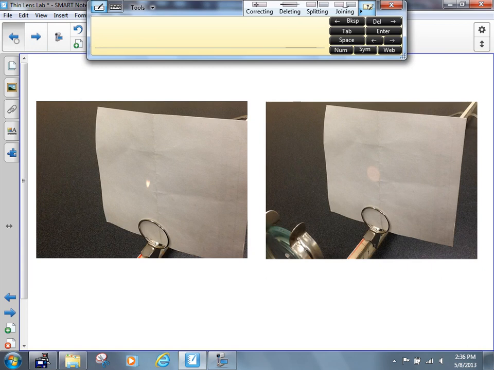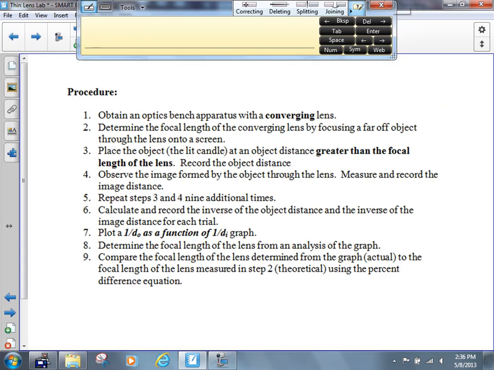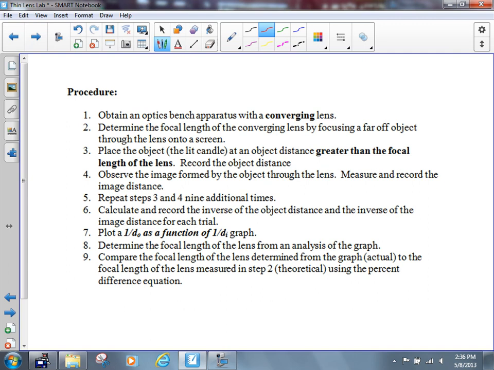The procedure is written in front of you right now. It's also up on the board here. We set up the optics fence, as I just showed you a second ago. We determine the focal length of the converging lens. I think we demonstrated this yesterday in class, didn't I? When it focused on a far-off object, we were able to see the image on that card. We move the card back and forth until we see a good, clear, sharp, focused image of that object on the card. Measure the distance between the lens and that card. That will be our focal length. Write that down.